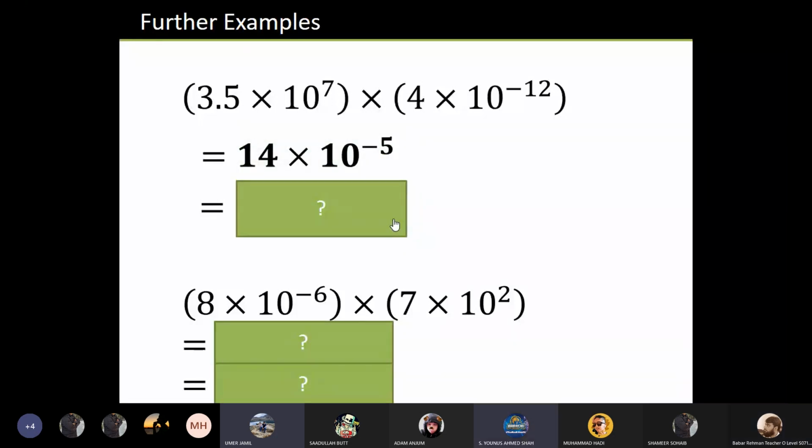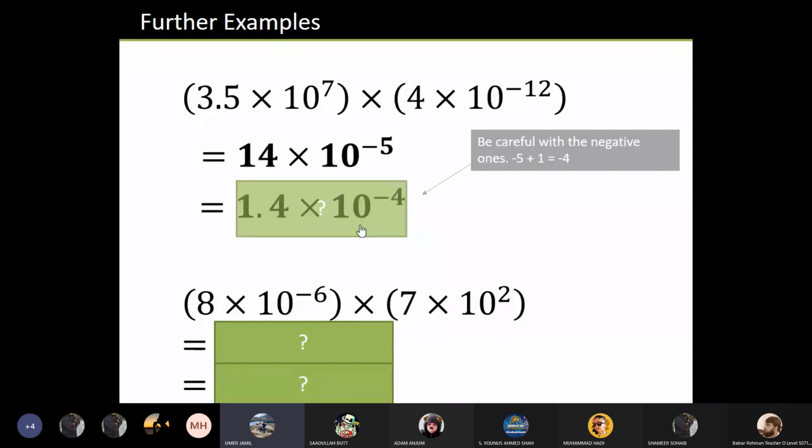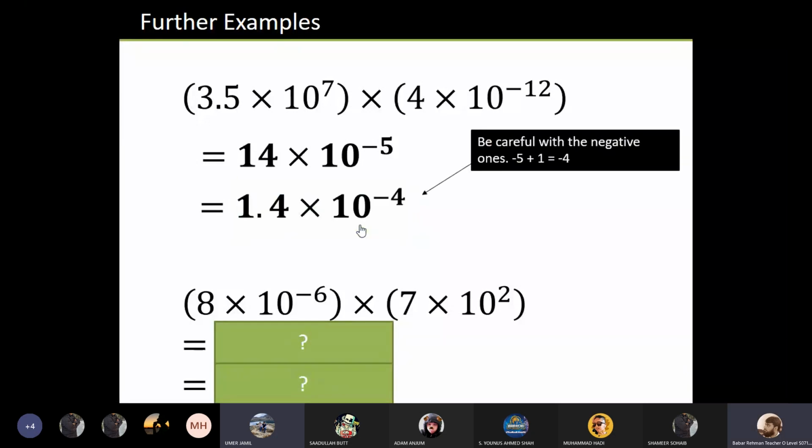12.5 is not a standard form of a number. It does not complete the standard form, so we will make it 1.25 and it will be multiplied by 10 to the power of 4 minus 4.